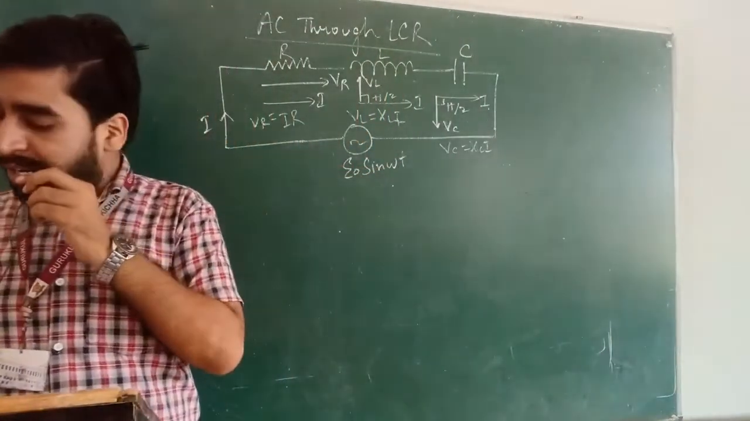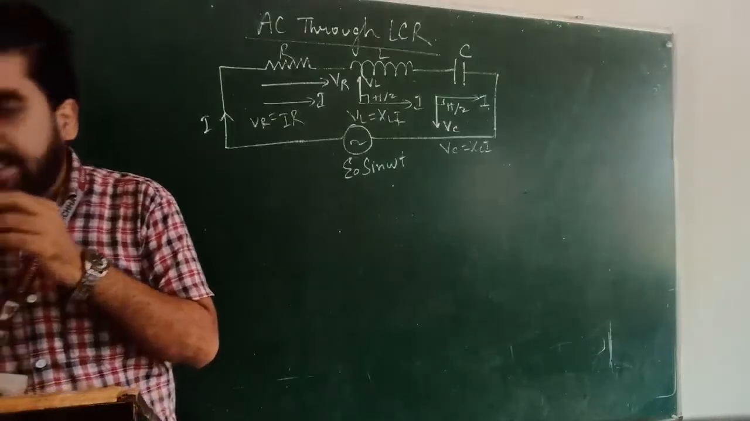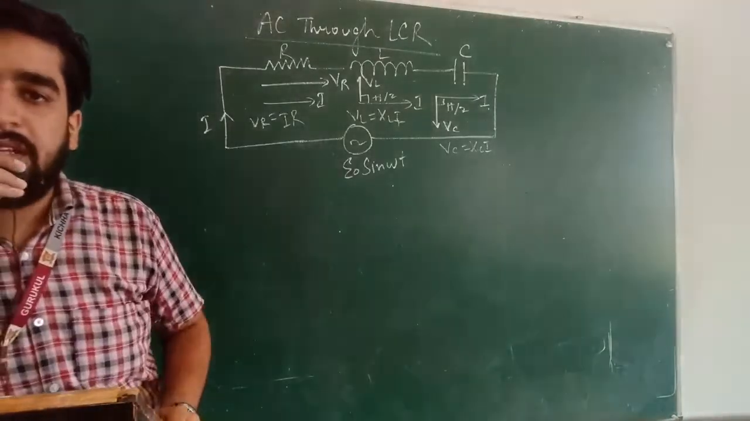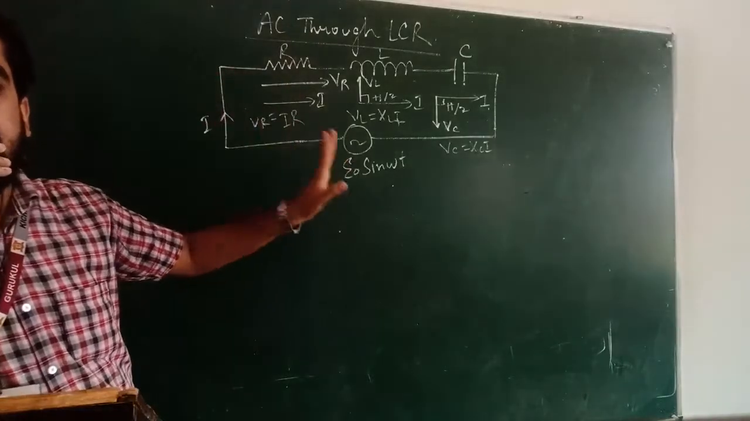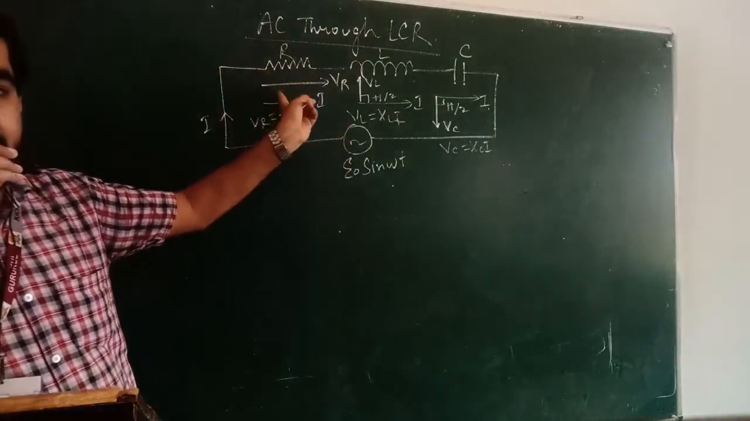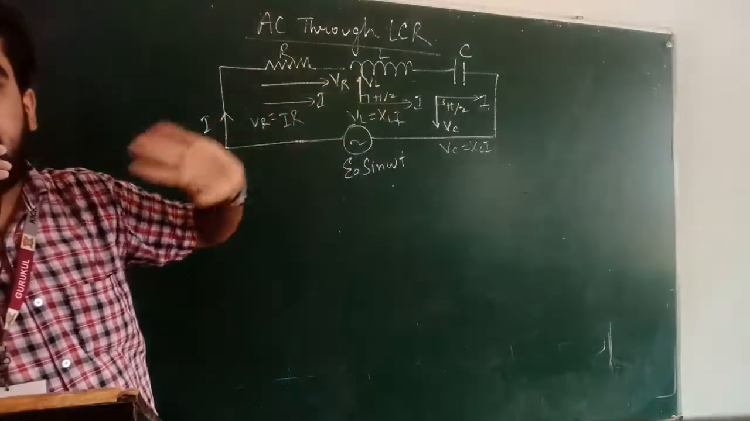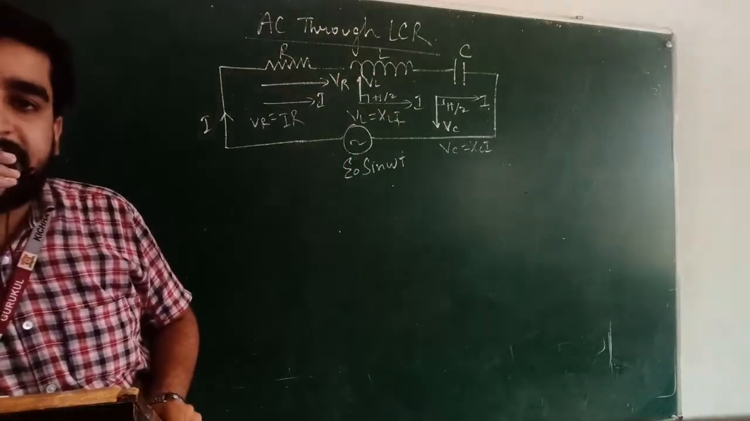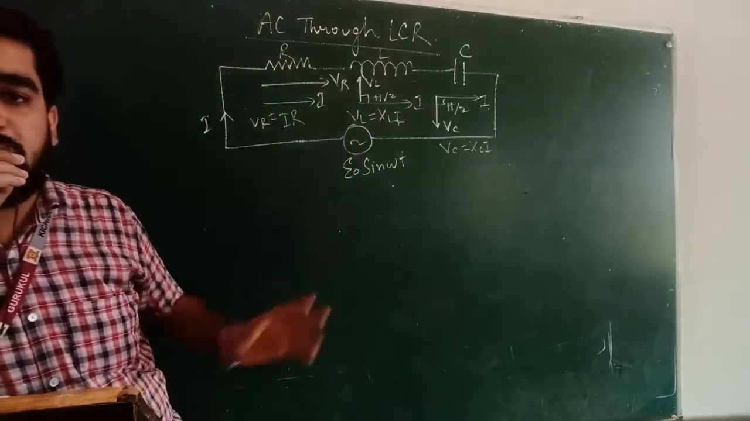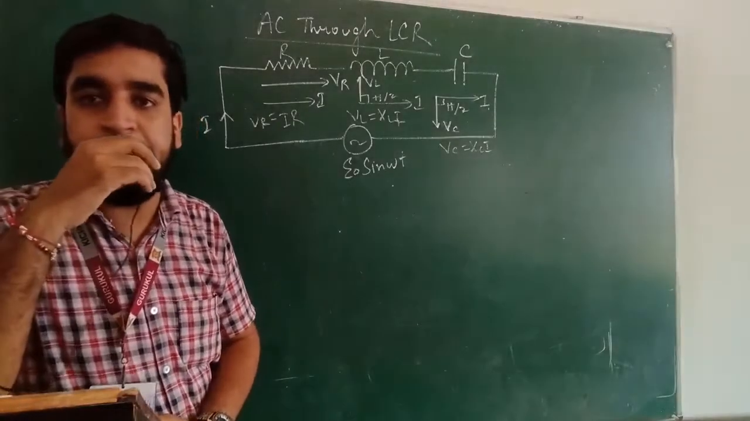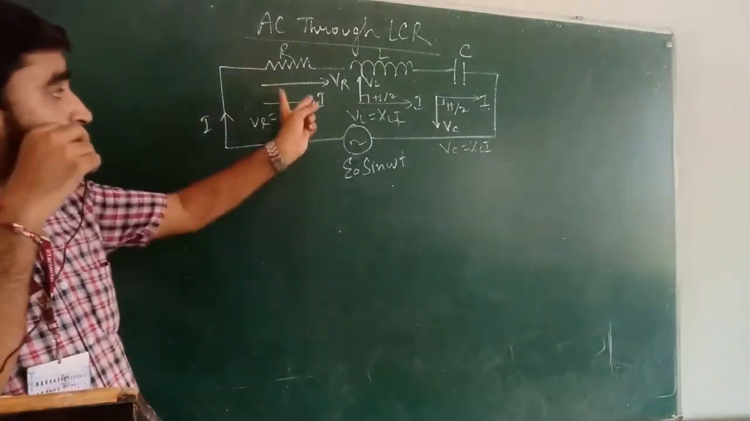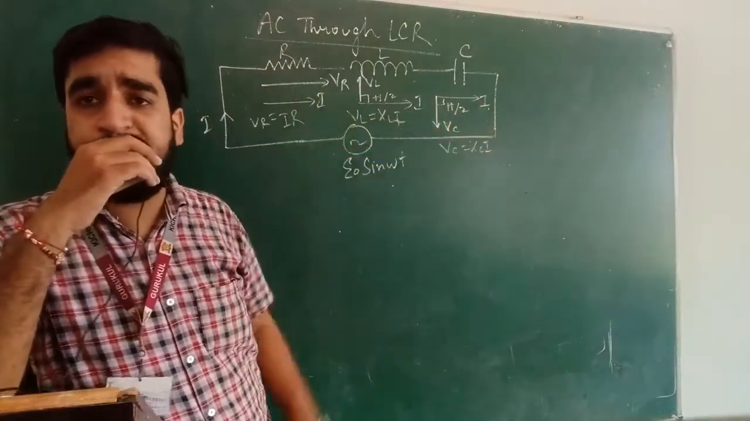Now we already know that if we have to calculate the total EMF E naught, then we should add the EMF through this and through this. If you add these three numbers, you will get the total EMF. But there is a problem for adding these numbers. The problem is that these are all not in a similar phase.